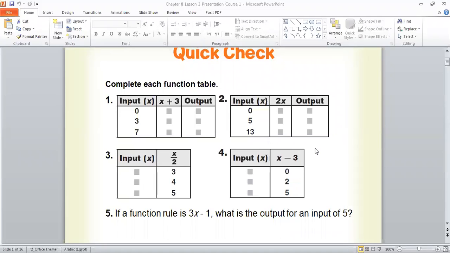Equals 10. Ammar, can you hear me? Speak up, my son. Yes. If I have x divided by 2 is equal to 5, the output is 5. The result is 5.